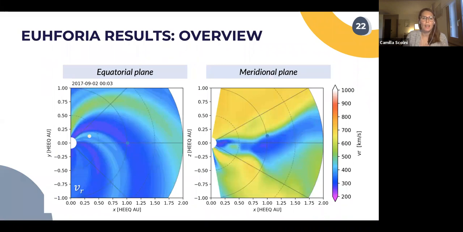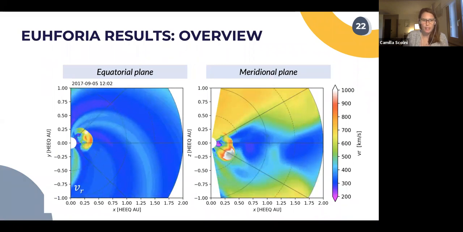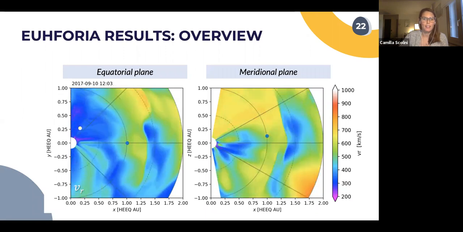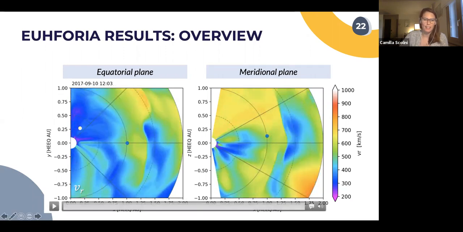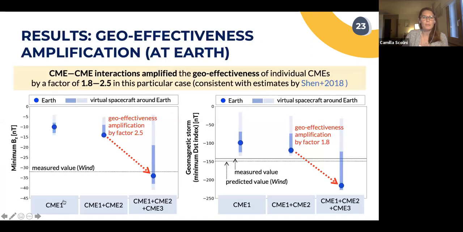In EUHFORIA, I performed the simulations of the 3 CMEs, which, as you see here, propagate from Sun to the Earth and impact directly the Earth. In terms of geoeffectiveness amplification at Earth, to compute that, I ran simulations by adding progressively the CMEs one after the other. So in a first simulation, there was only the first CME. In the second one, there were the combined CME1 and CME2. And in the last one, I had all the 3 CMEs to estimate the effect of CME3 on enhancing the magnetic field in the preceding structures.